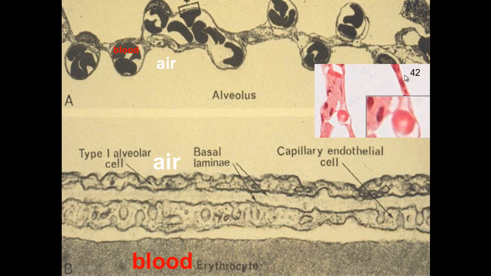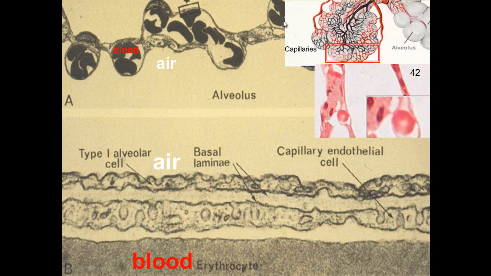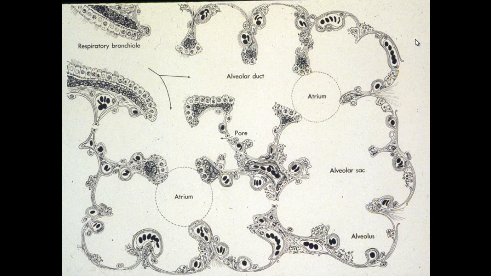And here you can see it in slide 42. This is the red blood cell. This is air right through there. This is how thin it is in relation to the eight or so micron red blood cell. You can see this is much thinner than that. And so what we're seeing here is a capillary network that is in the wall of the alveolus.